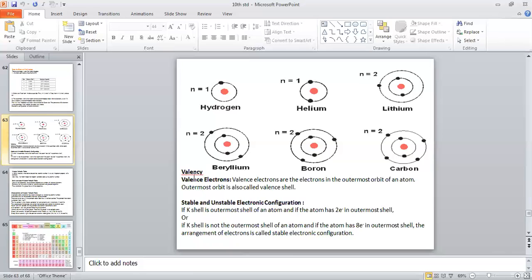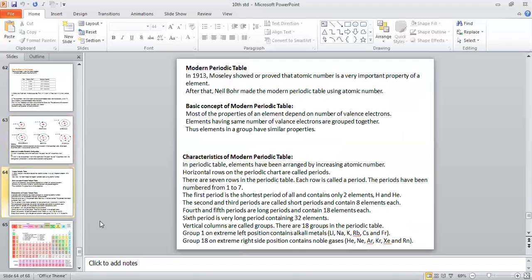Then valency or valence electrons. Valence electrons are the electrons in the outermost orbit of an atom. The outermost orbit is also called the valence shell. Then stable and unstable electronic configuration. If the K shell is the outermost shell of an atom and the atom has 2 electrons, or if the atom has 8 electrons in the outermost shell, the arrangement of electrons is called a stable electronic configuration.